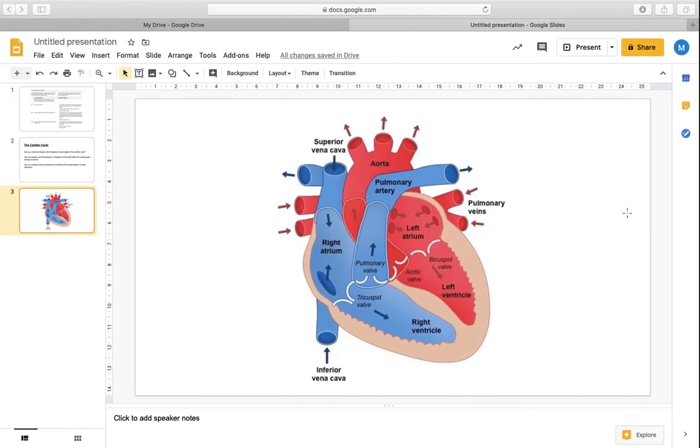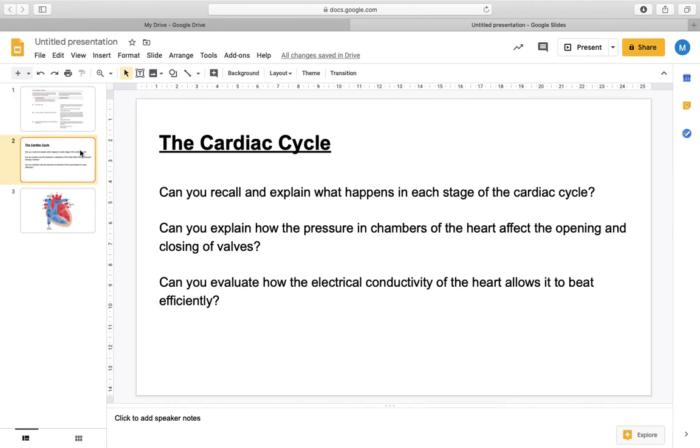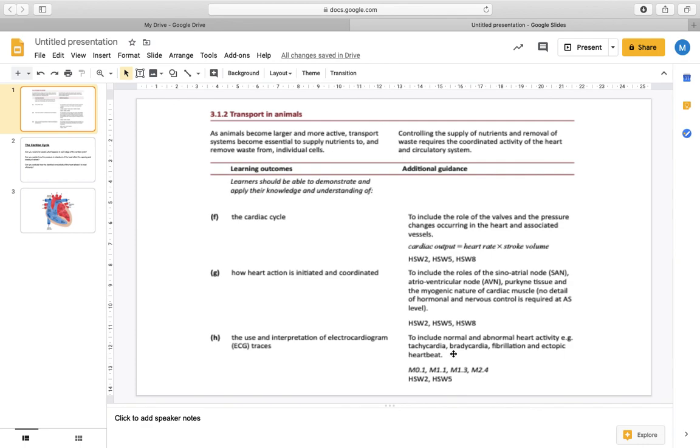So, I hope you found that video useful. You should now be able to recall and explain what happens in each stage of the cardiac cycle. You should be able to explain how the pressure in the chambers of the heart affects the opening and closing of valves. And you should be able to evaluate how the electrical conductivity of the heart allows it to beat efficiently. The one thing I want you to focus on is this one at the bottom. The use of interpretation of electrocardiogram traces. I am not going to cover that in the videos. You need to do that as part of your independent study.